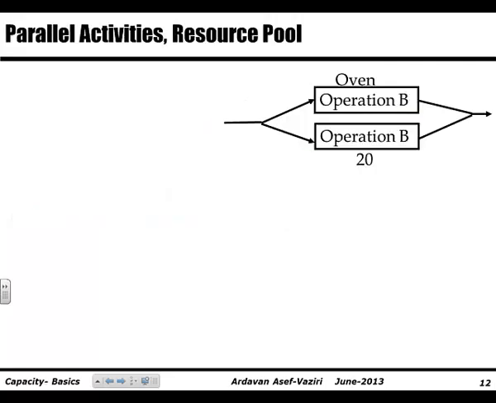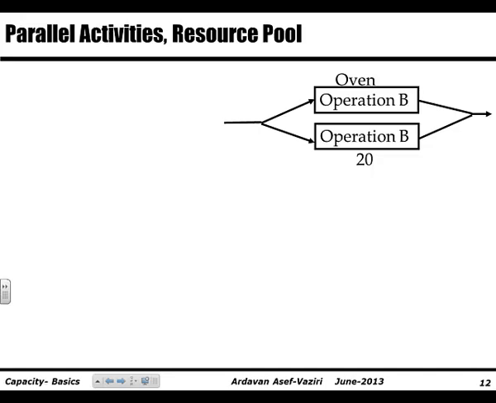Suppose we have two ovens. In the case when we had one oven, the oven was the bottleneck. Our production is limited by the capacity of the oven. Let's buy a second oven. Let's increase the capacity of the bottleneck by increasing the size of the bottleneck from one oven to two ovens.